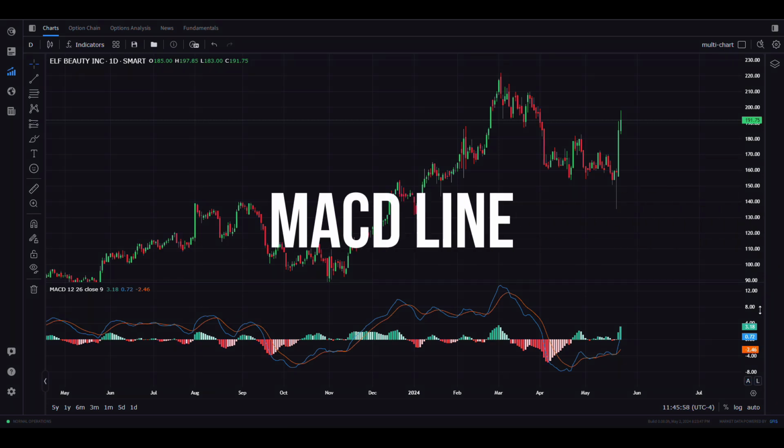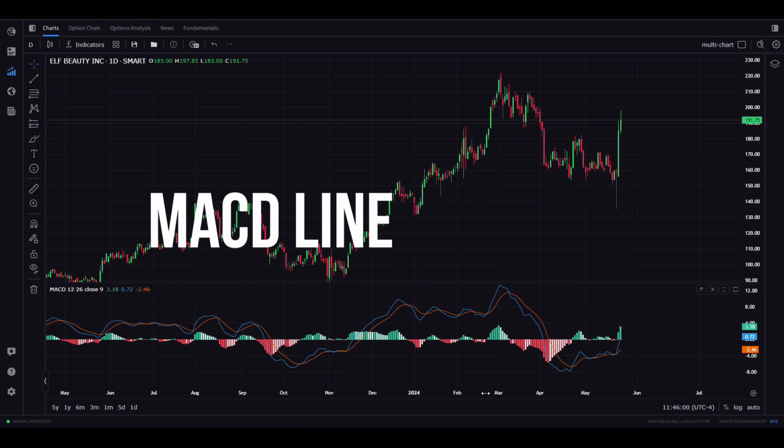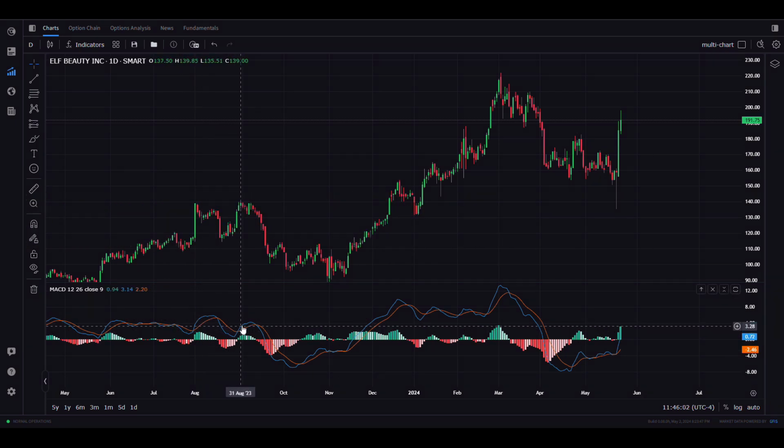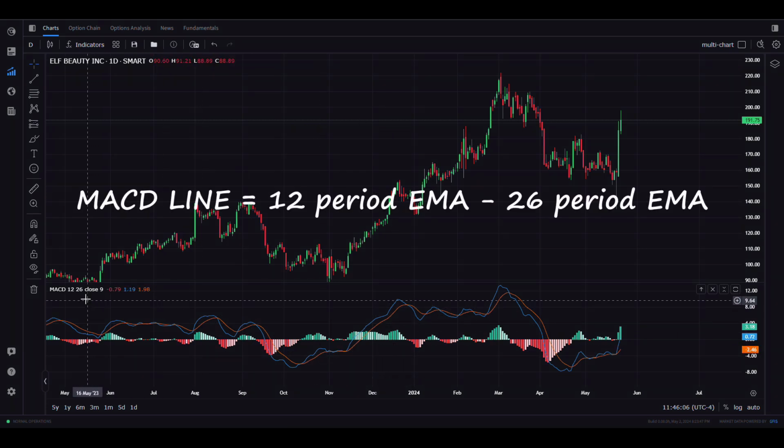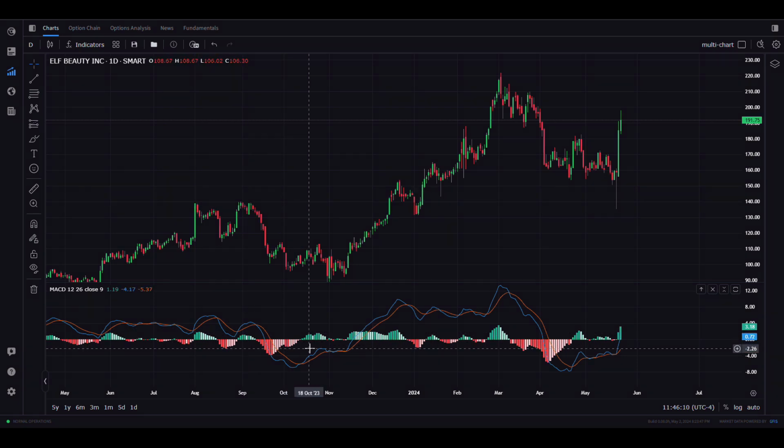MACD line. The MACD line is obtained by subtracting the 26-period EMA from the 12-period EMA. The formula is MACD line equals 12-period EMA minus 26-period EMA.